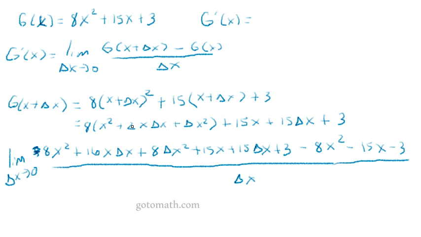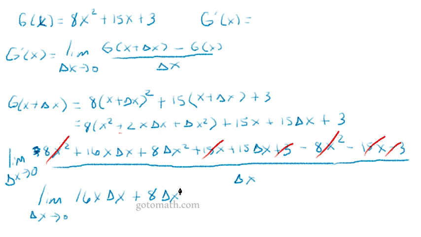However, we can cancel a lot of things out. Thank God. Right, we're going to cancel out those guys. 15's gone, 3's gone, and so forth. And then let's just go ahead and rewrite this limit. Delta x approaches 0 of 16x delta x plus 8 delta x squared. We're just kind of writing it in order as we see it up here, and then 15 delta x, and that's all over delta x.